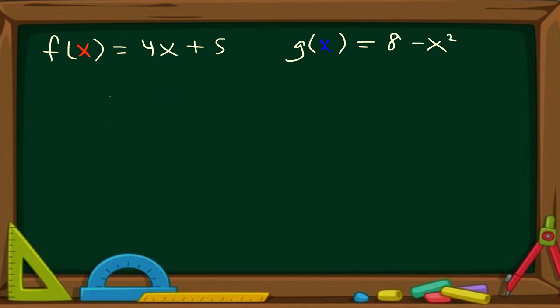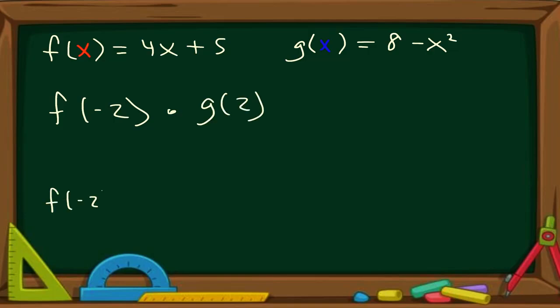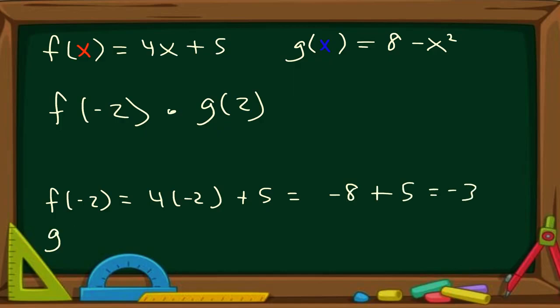Let's try another example. So what is f of negative 2 multiplied by g of 2? So let's do it separately. Let's find f of negative 2 first using this formula. So it's going to be 4 times negative 2 plus 5, which is negative 8 plus 5, and so that's negative 3. Now let's calculate g of 2 using this equation. So that's 8 minus 2 squared. 2 squared is 4. 8 minus 4 is 4.